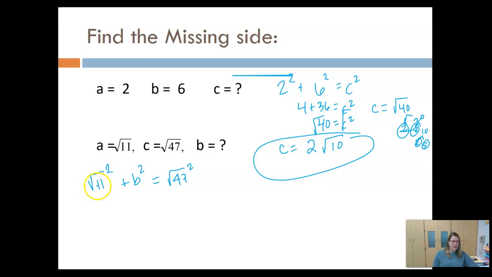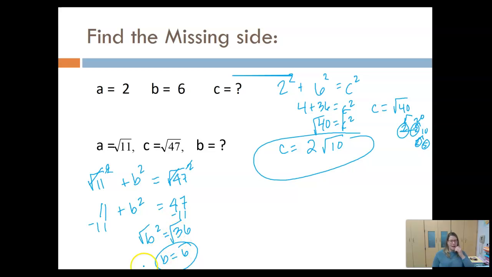Okay. Now if I square 11, squared and square rooted, those are going to cancel out, and that's just 11. So 11 plus b squared equals 47. Subtract 11 from both sides, and b squared equals 36. And then take the square root of that, b equals 6.